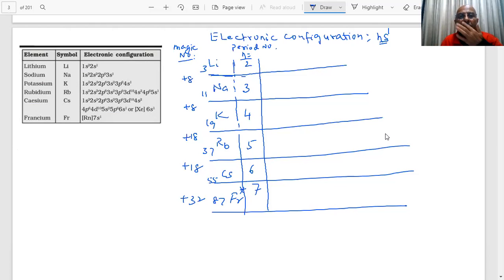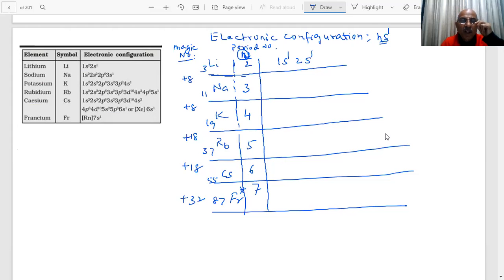Period number, student, is very, very important. The n value is nothing but the period number. If n is 2 for lithium, the last shell will be what? n equal to 2 means 2s1. Atomic number is 3. Then what will be the first one? 1s2, 2s1. So this is the electronic configuration of lithium, students.